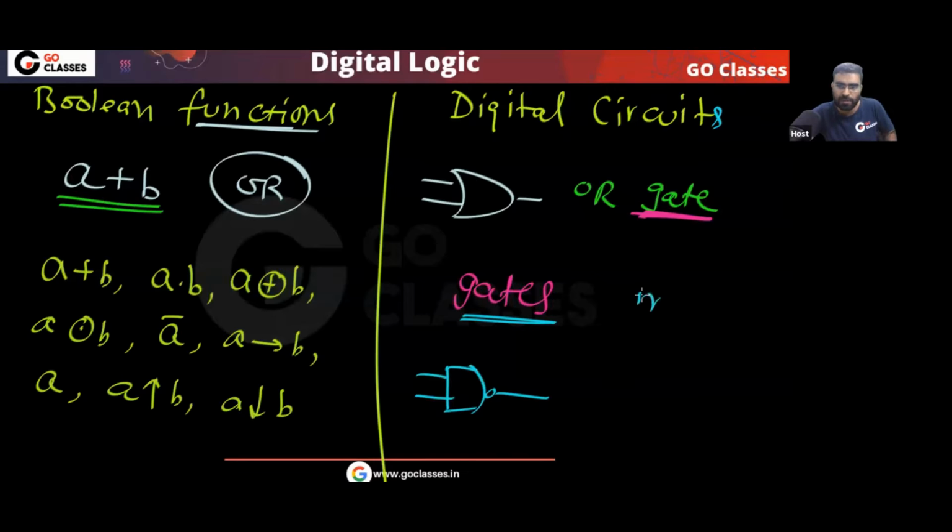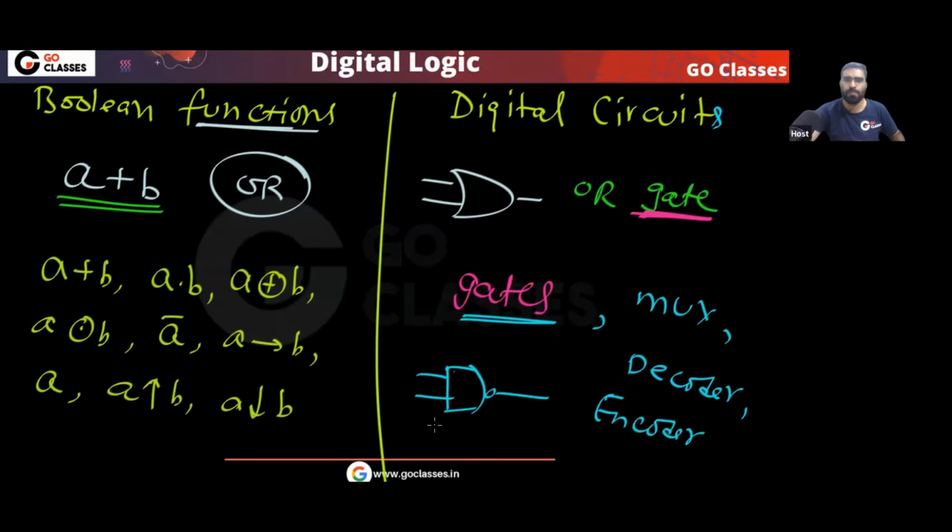Okay, for example, multiplexer is a digital circuit. Yes or no? Multiplexer is a digital circuit. Is this clear? Decoder is a digital circuit. Please tell me. Encoder is a digital circuit. Did you understand the difference between function and circuit?